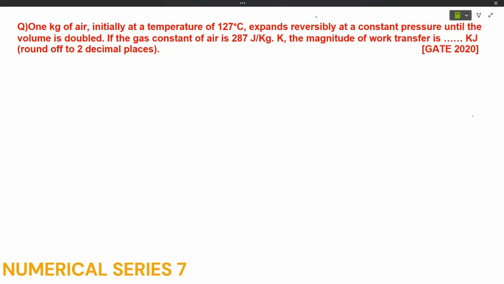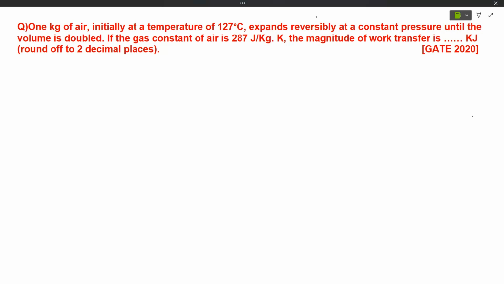Numerical Series 7. 1 kg of air initially at a temperature of 127 degrees Celsius expands reversibly at a constant pressure until the volume is doubled. If the gas constant of air is 287 joule per kg Kelvin, the magnitude of work transfer is dash kilojoule. Round off to 2 decimal places.